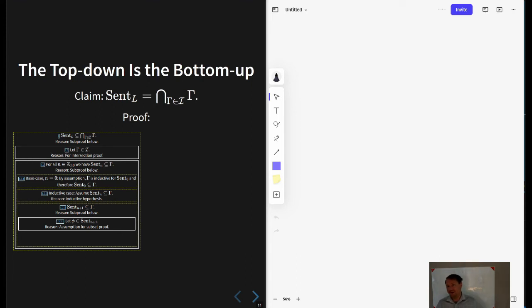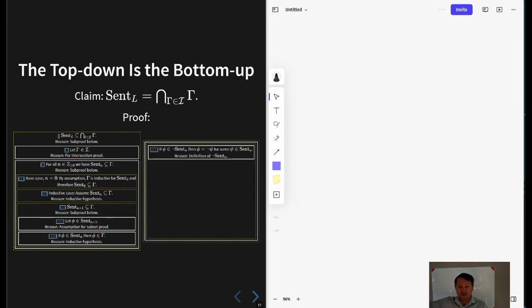So I basically got 3-ish cases depending on how you want to count. The first case is that phi is in cent N. But the inductive hypothesis already assumed that cent N is a subset of gamma, and I'm done. Let's move on to the next case. Suppose that phi is in the negation of cent N. Well, by definition of that, there exists some psi in cent N such that phi is negation psi. And that's just the definition of our notation here.